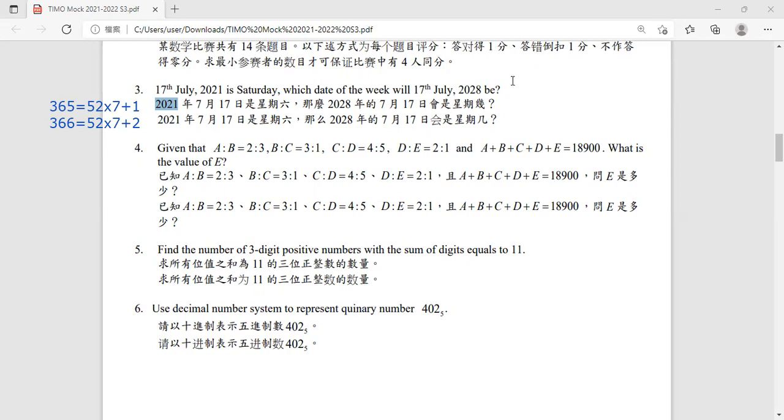So there will be 2022, 2023, and 24, 25, 26, 27, and 28. How many days are there? There are 9 days. 9 divided by 7 is equal to 1 remainder 2. So you add 2 days to Saturday, which means it will be a Monday.